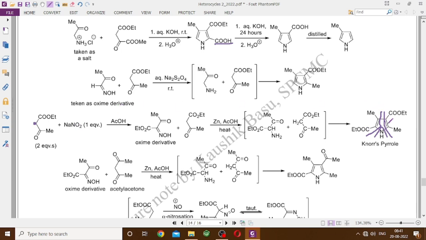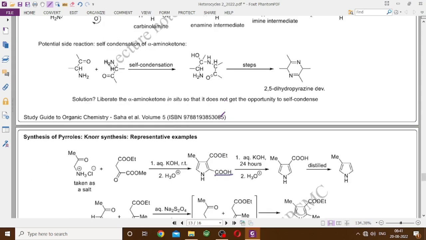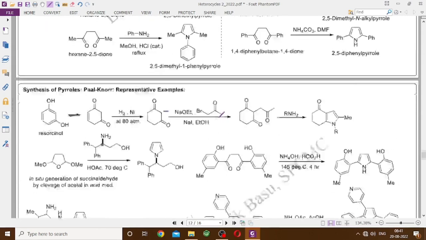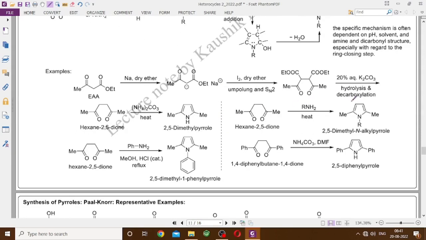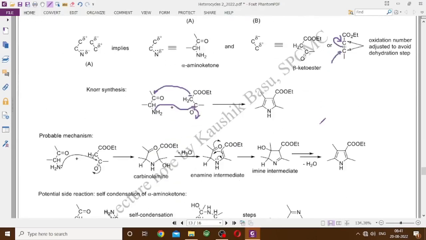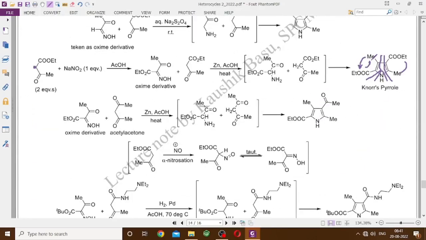You are not making the 1,4-dicarbonyl first and then combining with nitrogen, because had you done that, this methyl and CO2 would have exchanged their position, because I would have got something like this. You remember that? This one. If you close down on this ring, then you will get the derivative where you have methyls at the 2 and 5 positions and 2 CO2 groups at C3 and C4.